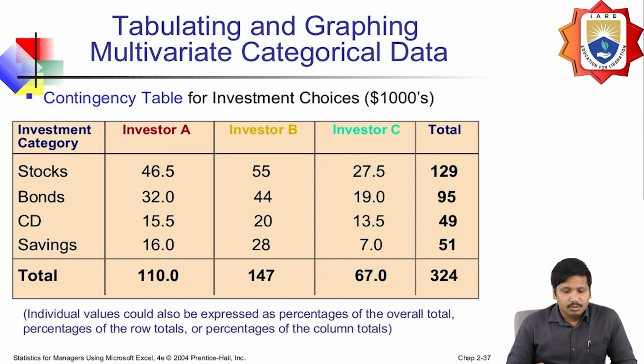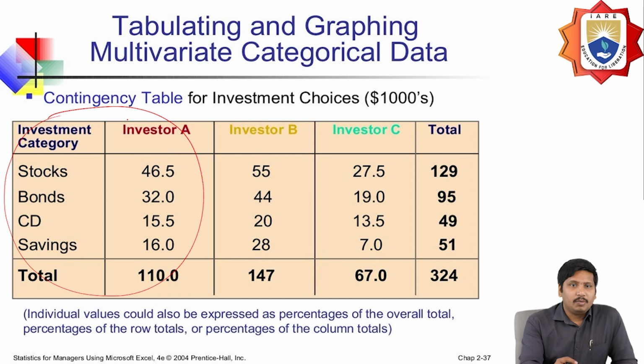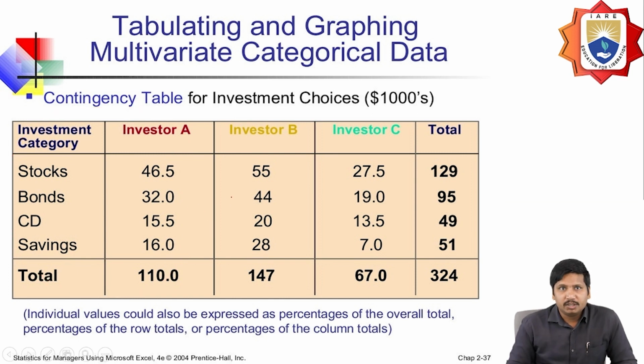See the example. We have investors. Previously, I considered only one investor. Now I'm going to represent multiple investors. So this is the table we are going to have.